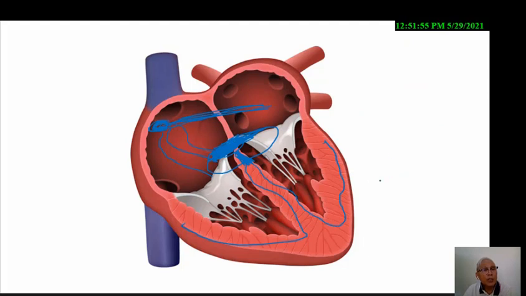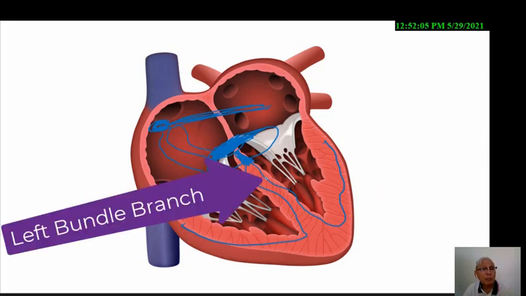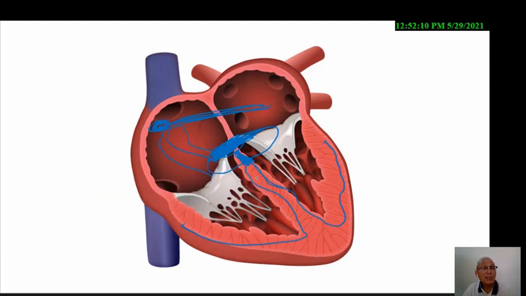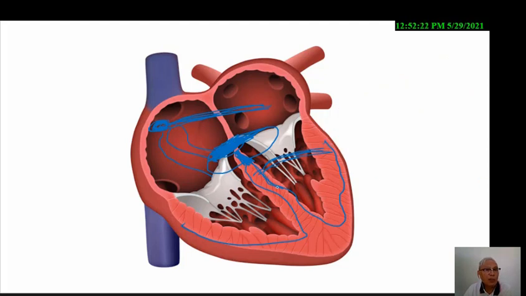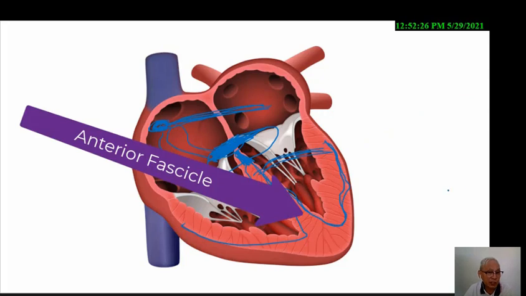And actually the one going into the left, inasmuch as the musculature of the left side of the heart is bigger than the right, has another tributary or another branch also known as a fascicle. And this fascicle goes around the posterior portion of the heart, or the back portion of the heart. And this is what is known as the posterior fascicle. The one that goes down over here is going to be your anterior fascicle.